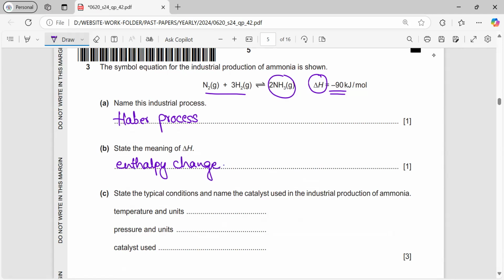State the typical conditions and name the catalyst used in industrial production of ammonia. So for the industrial production of ammonia, the temperature which we use is the optimum temperature of 450 degrees Celsius. This temperature is not too high, not too low. The pressure which we use is 200 atm, or in kilopascals, it will be 20,000 kilopascal. This high pressure is used in the production of ammonia to keep the system shifted towards the right. Then the catalyst which we use is iron, Fe.